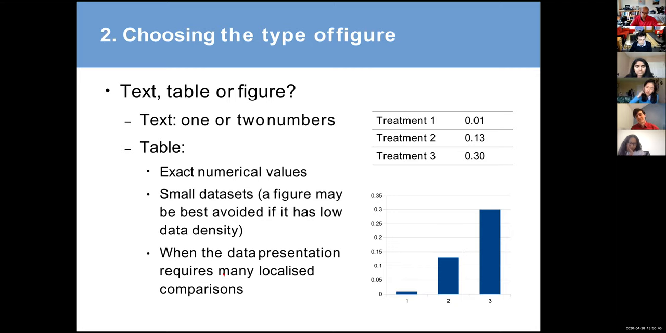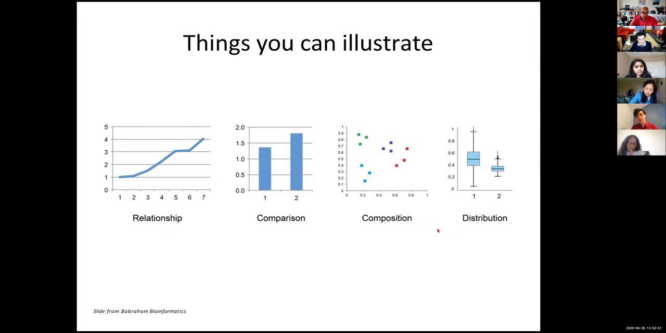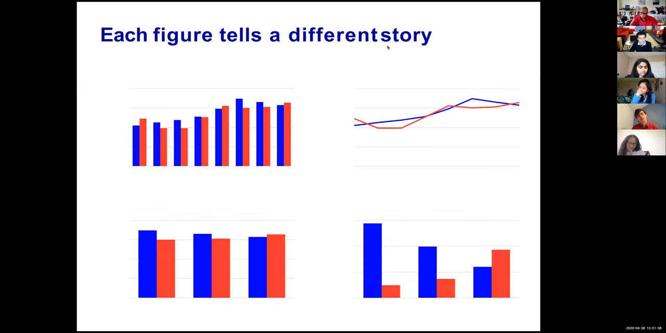When the data presentation requires many localized comparisons, that's really the best place to put graphs. So here are the things you can illustrate. You can illustrate the relationship over time of how something grows. You can illustrate the comparison between two classes. You can look at the composition and the separation between different classes. You can illustrate distributions. And every figure tells a different story. This is exactly the same data, but in this way, you constantly see the comparison between these two groups. In this way, you focus more on the progression over time and their similarity.